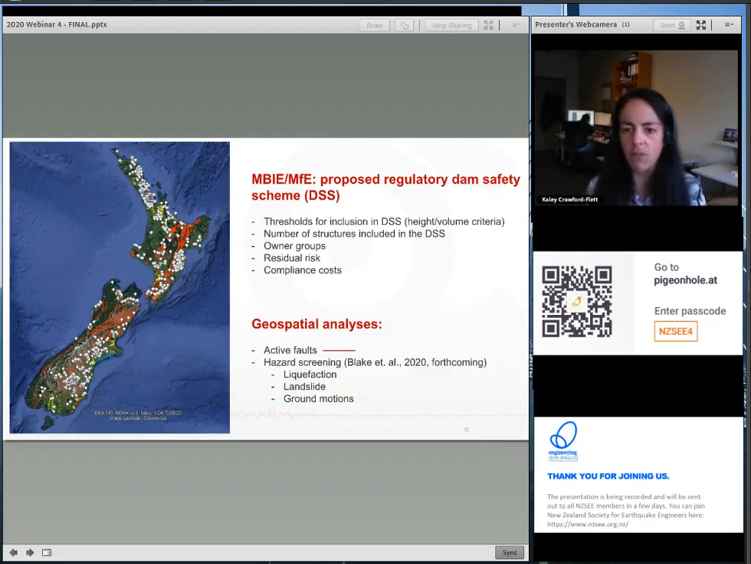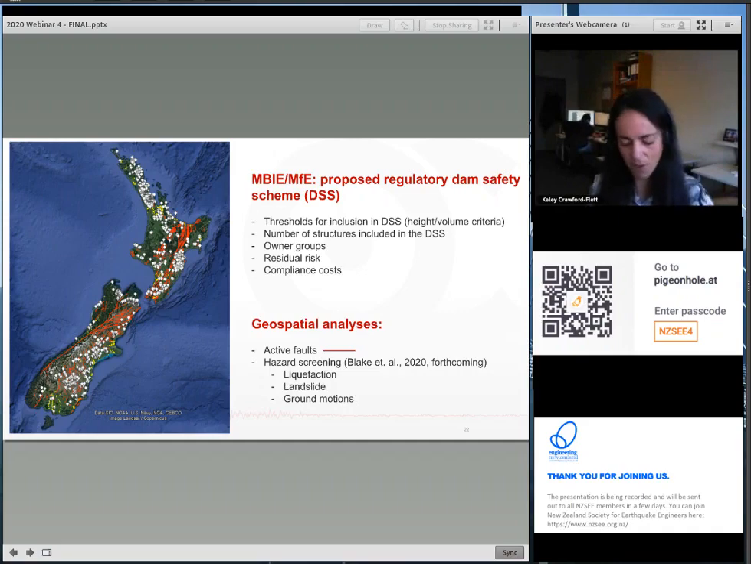What the inventory was used for: initially I was contacted by MBIE around providing input to a proposed regulatory dam safety scheme. And from 2015 to present, I've been involved in the technical working group for that proposed regulatory dam safety scheme, which is not yet across the line. But the inventory has been really helpful in determining thresholds for inclusion in a dam safety scheme, along with who will be affected, residual risk and compliance costs.